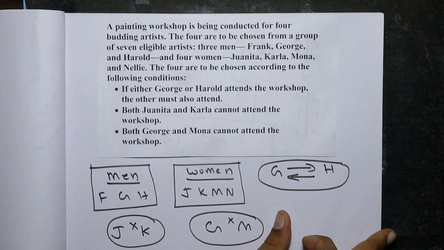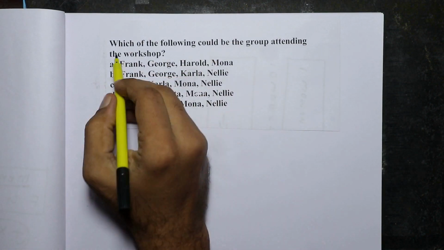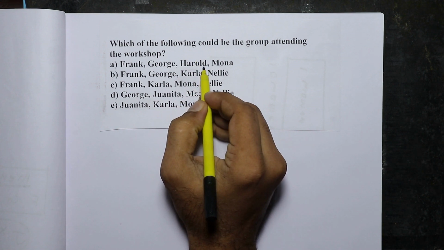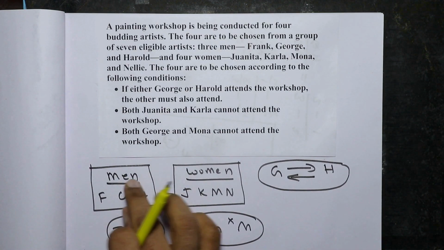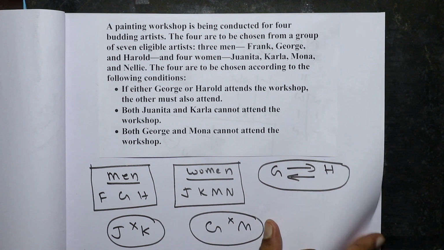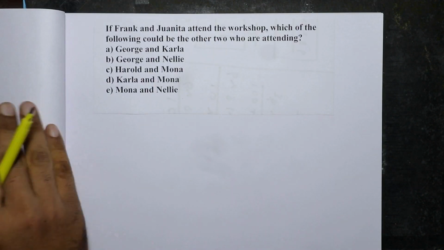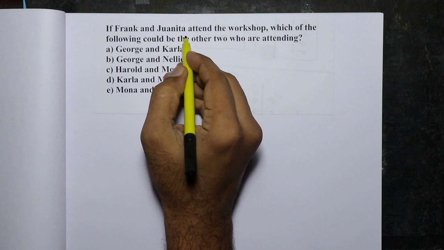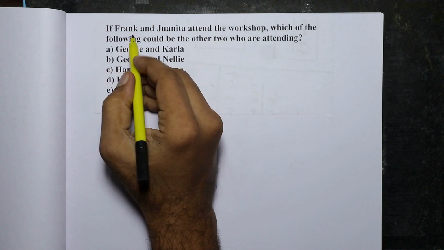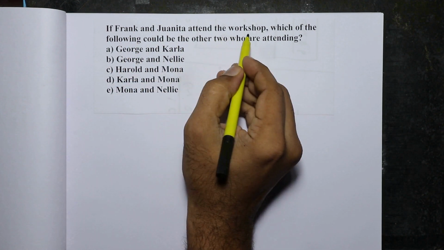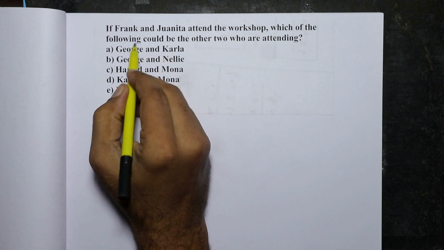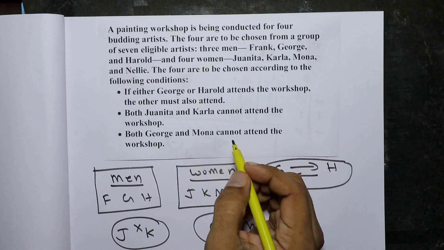If you look at question 1, which of the following could be the group attending the workshop? There is no additional information, so only this much conditions are to be satisfied. Satisfying this condition, you can answer question 1. Now if you look at question 2, if Frank and Juanita attend the workshop, then in addition to the general conditions, you must satisfy this condition also. The additional condition that you have to apply is Frank and Juanita attend the workshop, and that is only for question 2. So let us start now.